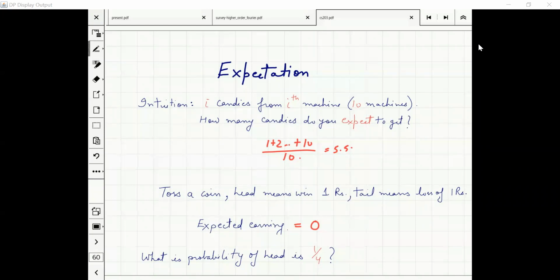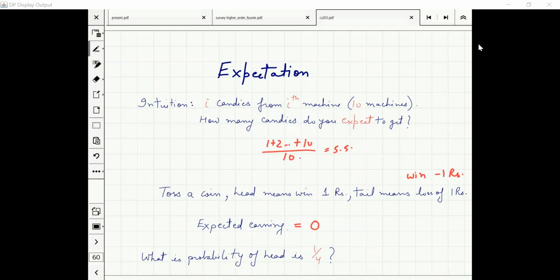So you have taken the average of 1 and minus 1. But suppose the probability of head was 1 by 4. Then what is your expected earning? Would you like to take that back? Minus half. How did you get minus half?